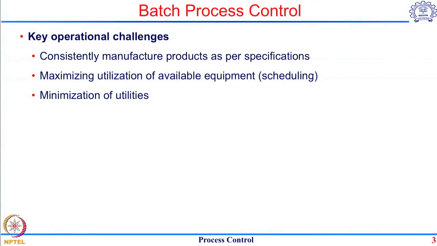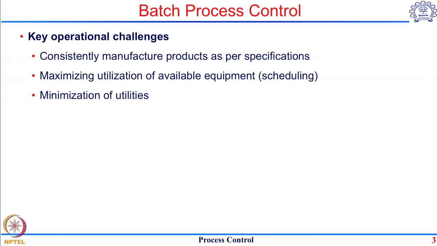Unless you have some sort of automation in your process, you cannot ensure that every batch which you are producing at different times of the day, and operated by different operators, comes out to be exactly the same. So that is one of the major objectives of a batch process, that you want to ensure that every batch has consistent productivity and product specifications.